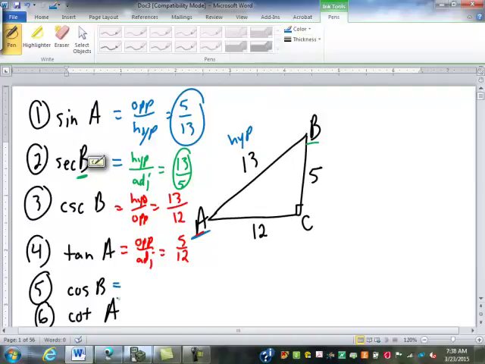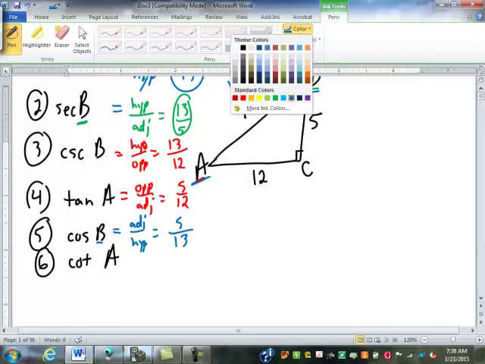Cosine of B. Cosine is adjacent over hypotenuse. Notice how I'm always writing down the little formula and then plugging the numbers in. That saves a lot of mistakes. It's something to get used to. So cosine of B, of course the hypotenuse is still 13. That'll go on bottom. The adjacent side is, for B, 5 is adjacent.